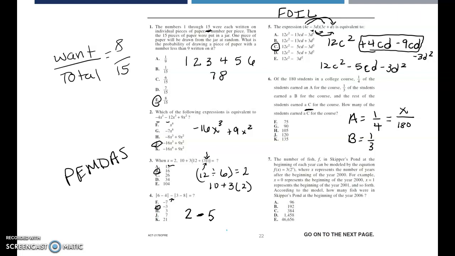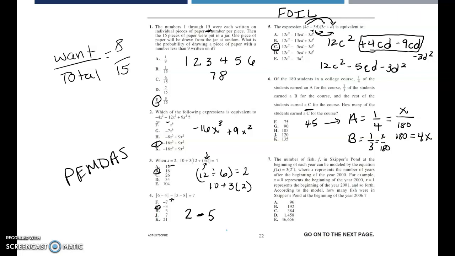So you cross multiply. 1 times 180 is 180 equals 4 times x, which is 4x. And then you have to divide by 4. So when you do that operation, the total number of students that scored an A was 45. Okay. Part B here, we have 1/3. Again, it's the exact same thing. 1/3 equals x over 180.